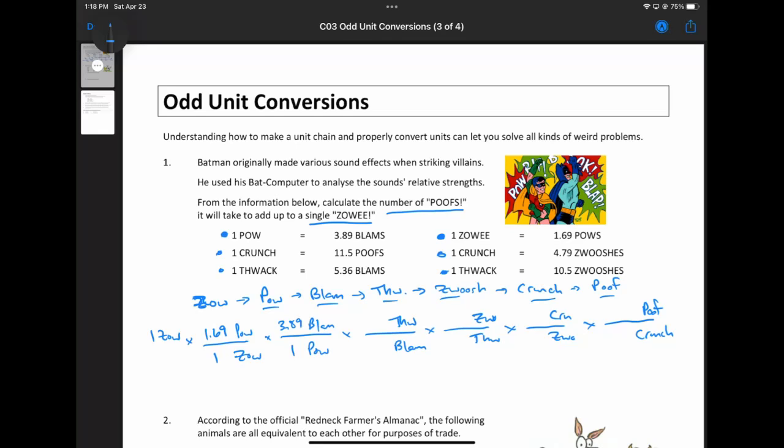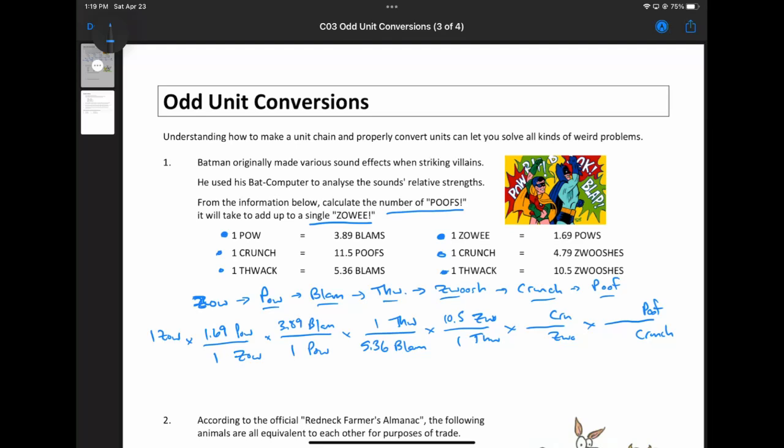Thwacks and blams. That's the third one. So 1 thwack is 5.36 blams. Swooshes and thwacks. That would be the last one. 1 thwack is 10.5 swooshes.